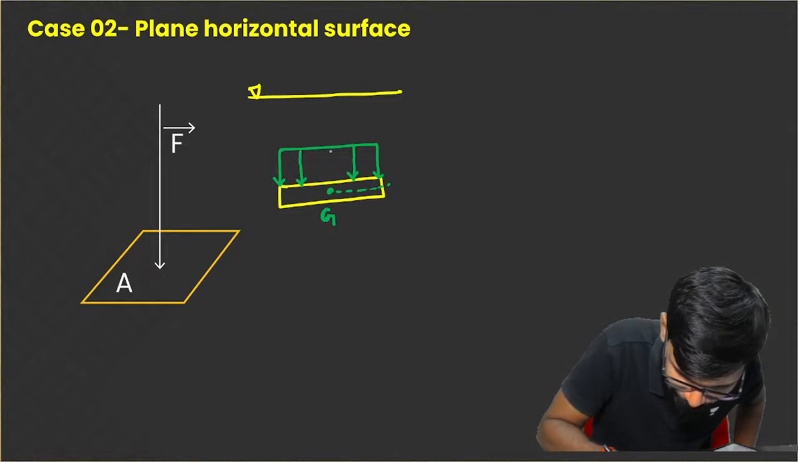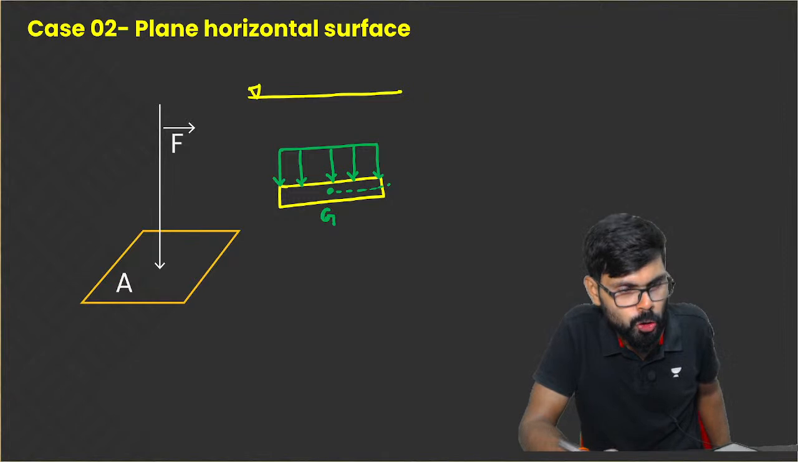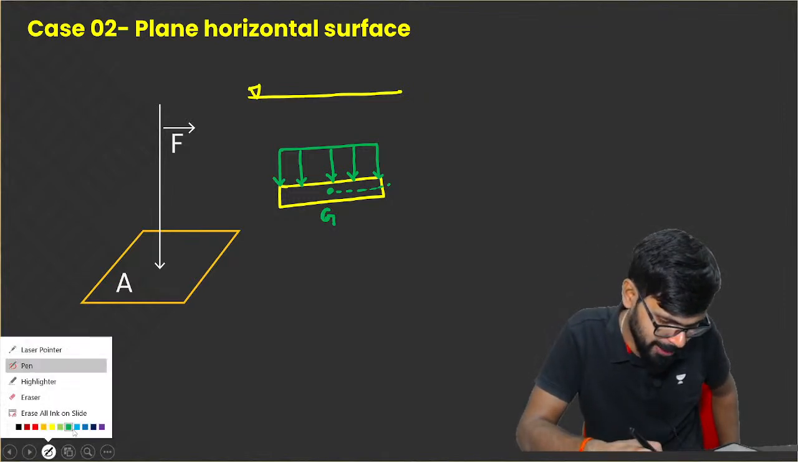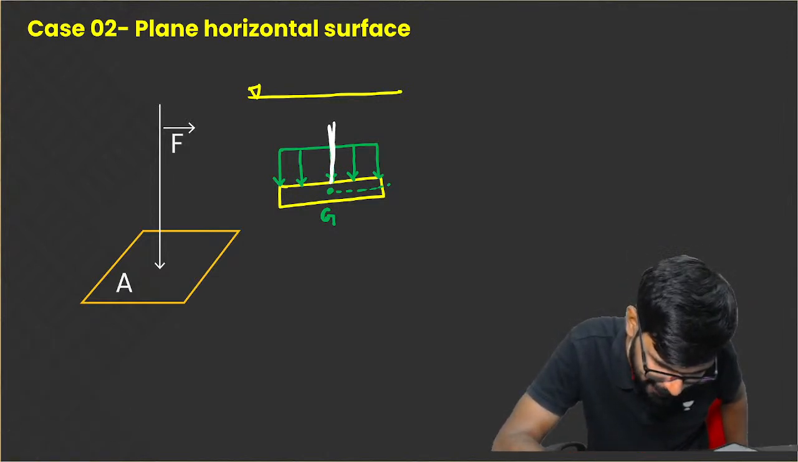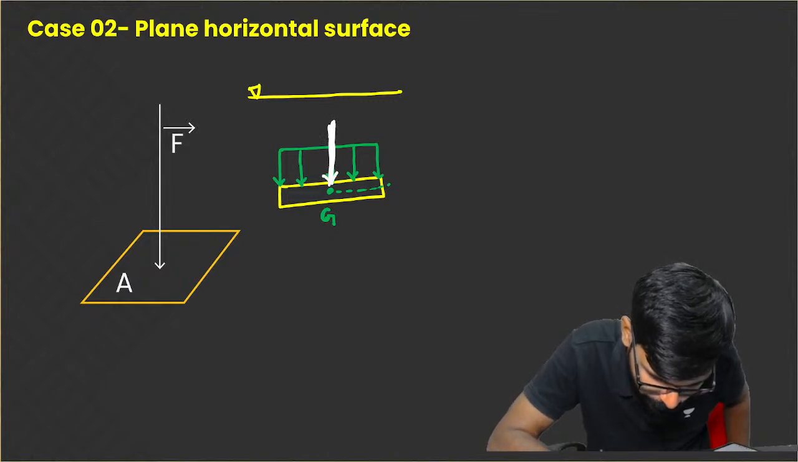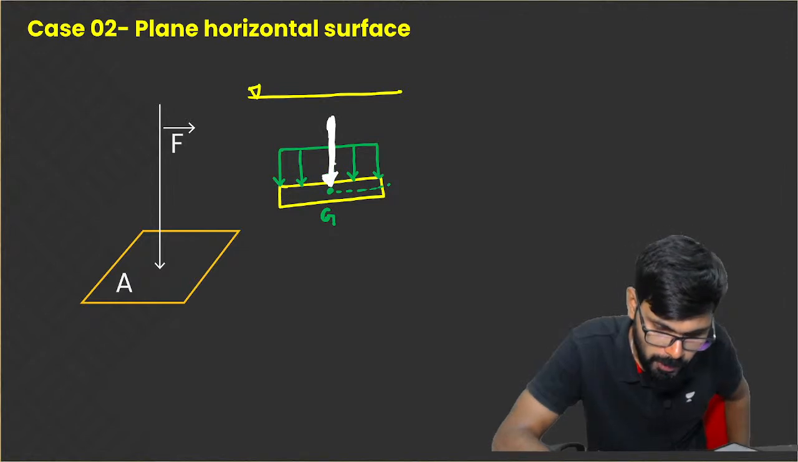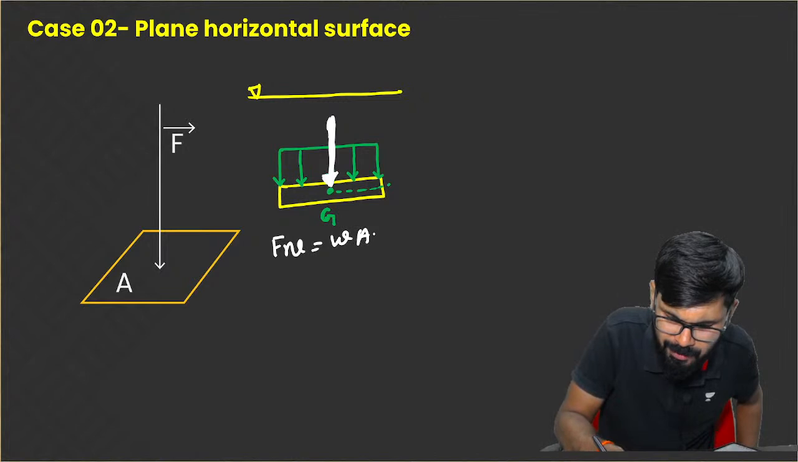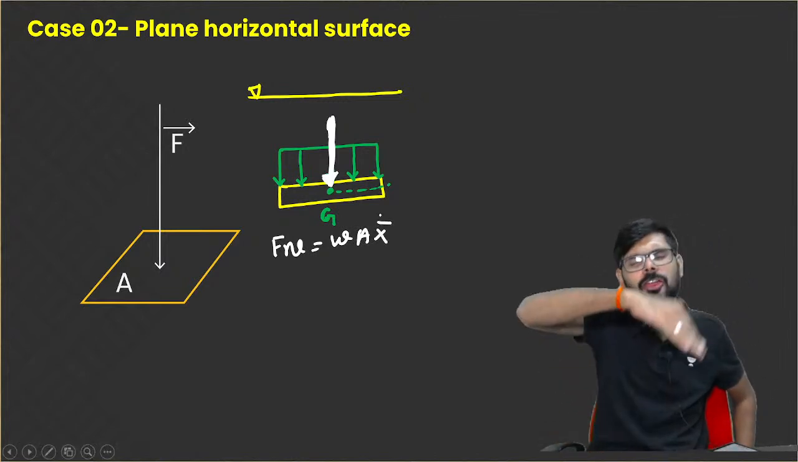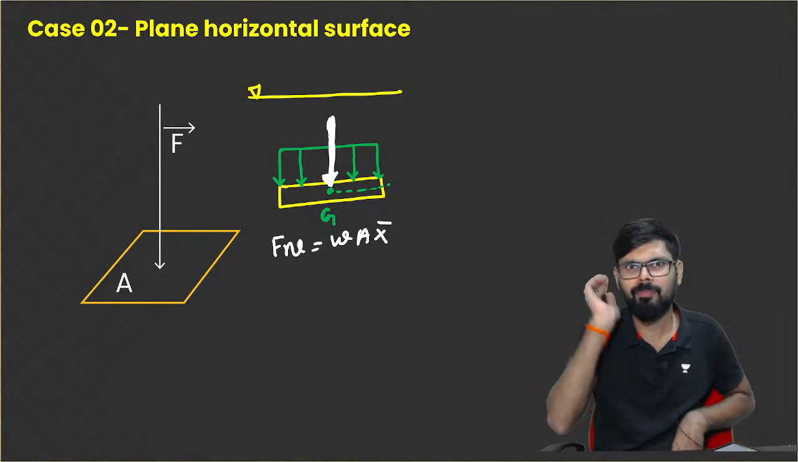This is a pressure diagram, green color, this is a pressure diagram, beta. So net force is going to act where? Net force is obviously going to act here itself. You see, what is the amount of F net value? F net is equal to WA x bar. Whether it's inclined, horizontal, vertical, whatever it may be, it will always be WA x bar.